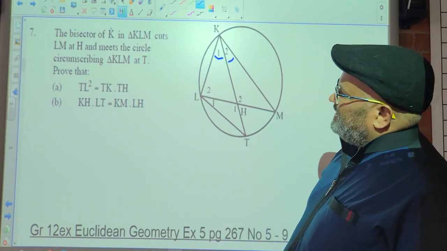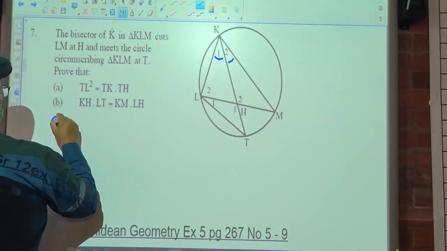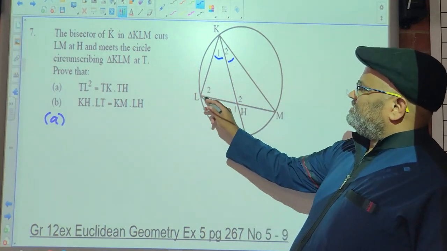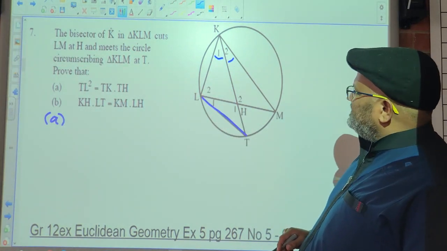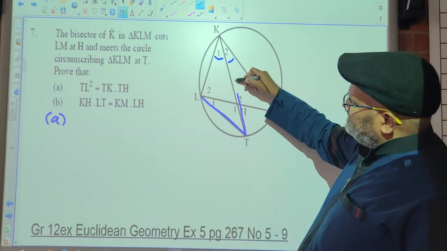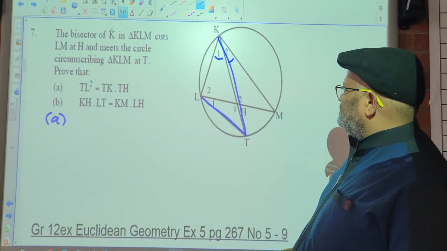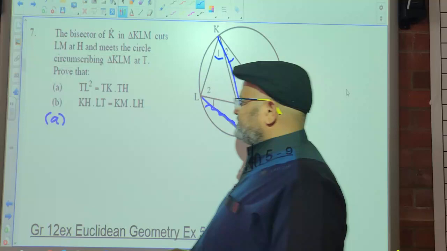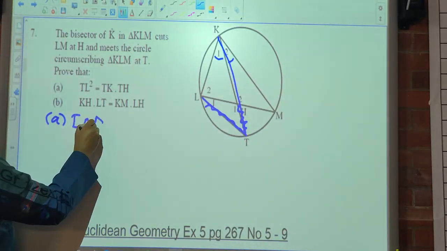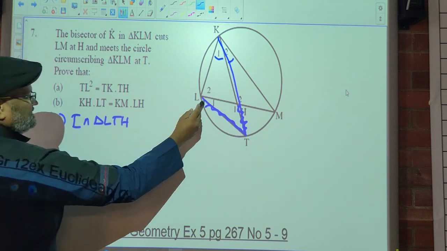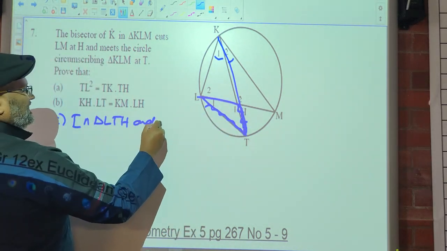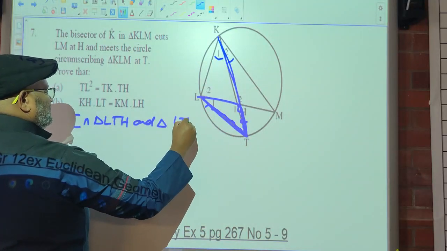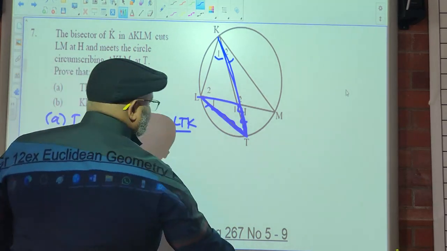The question says, A: Prove that TL squared equals TK times TH. So what does that mean? I must pick up TL, TK, this one here, and TH, this here. So do you see the two triangles you're working with? It's triangle LTH, which is this one here, and triangle LTK. So what can we say first?